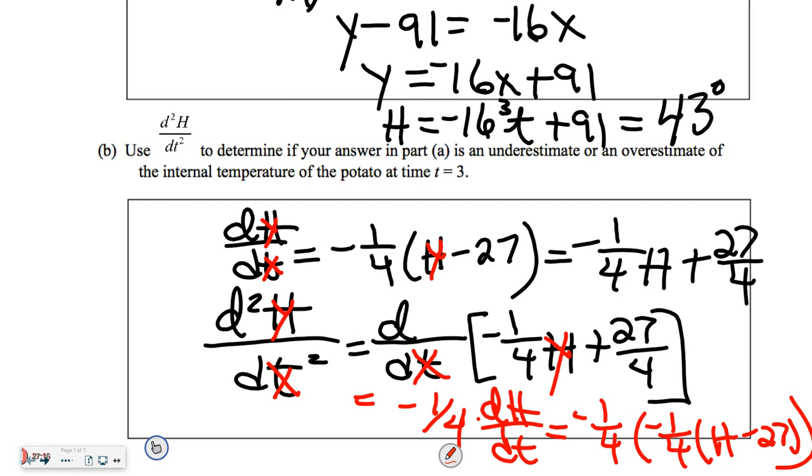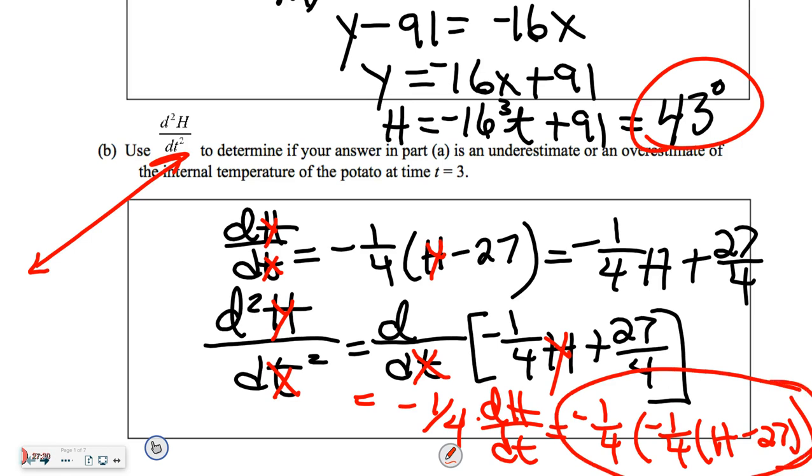So take a look. It says, does that mean this is an over or an underestimate? That was my tangent line that I used to approximate what is actually happening. But take a look. If the second derivative is this, it'll be positive because the potato's temperature is 91 degrees at time 0. So this is going to be positive. The whole thing's positive. If the second derivative is positive, what does that tell me about the function? It's concave up. Yep. And if we're concave up, our tangent line is going to provide us with a what? Over or underestimate? Underestimate. Exactly. So go ahead and write underestimate.